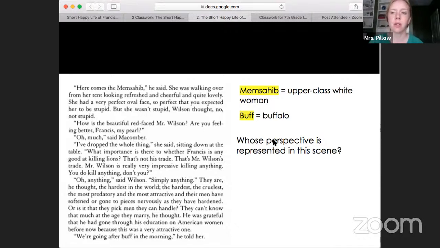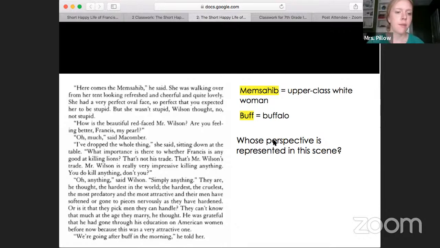She was walking over from her tent looking refreshed and cheerful and quite lovely. She had a very perfect oval face, so perfect that you expected her to be stupid. But she wasn't stupid, Wilson thought. No, not stupid. How is the beautiful red-faced Mr. Wilson? Are you feeling better, Francis, my pearl? Oh, much, said Mrs. McCumber. I've dropped the whole thing, she said, sitting down at the table. What importance is there to whether Francis is any good at killing lions? That's not his trade. That's Mr. Wilson's trade. Mr. Wilson is really very impressive, killing anything. You do kill anything, don't you? Oh, anything, said Wilson, simply anything.